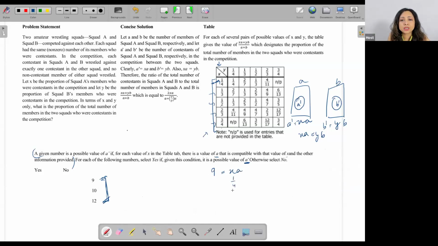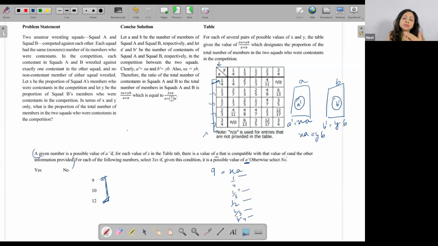Now, X can take various values. Which are those values? It can be 1 by 4, 1 by 3. Guys, of course, we're not going to write all this in the test. I'm writing it just to explain it to you, right? X can be 1 by 2. I'll just look at these particular values: 1 by 2, 2 by 3, and 3 by 4. These are the various values that X can take.